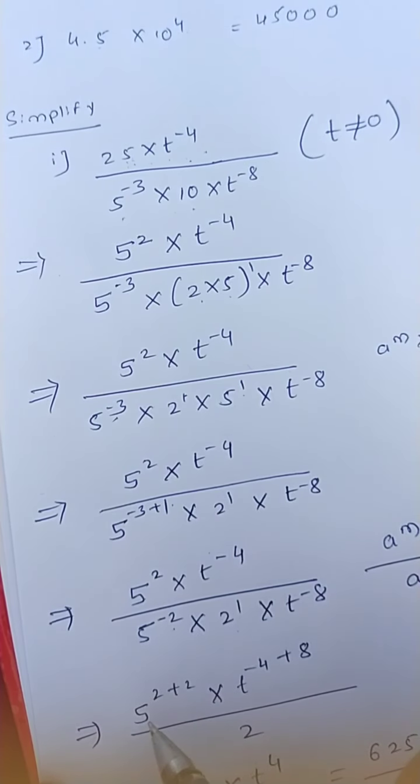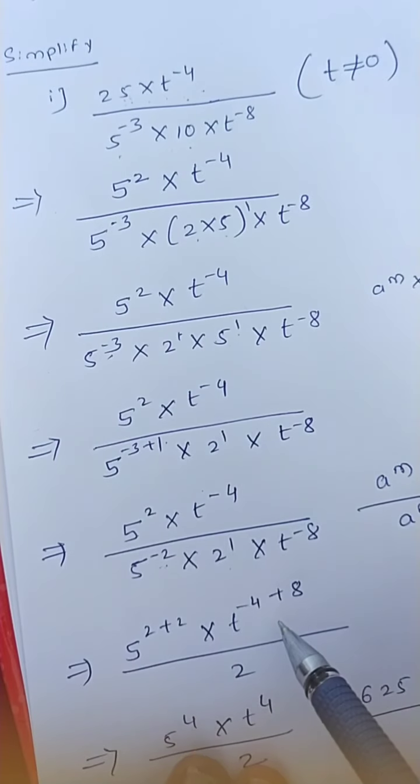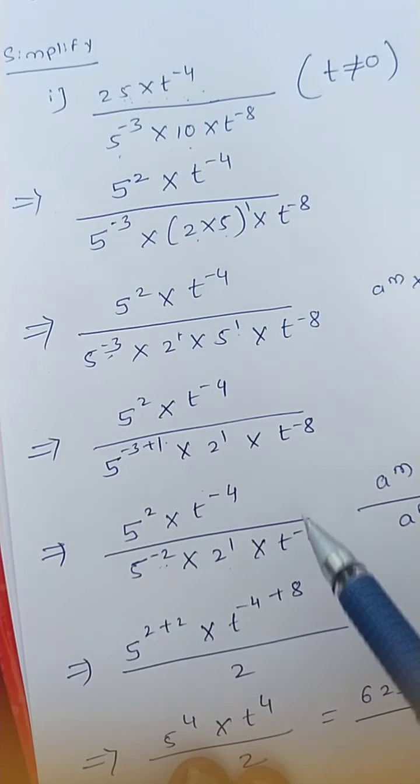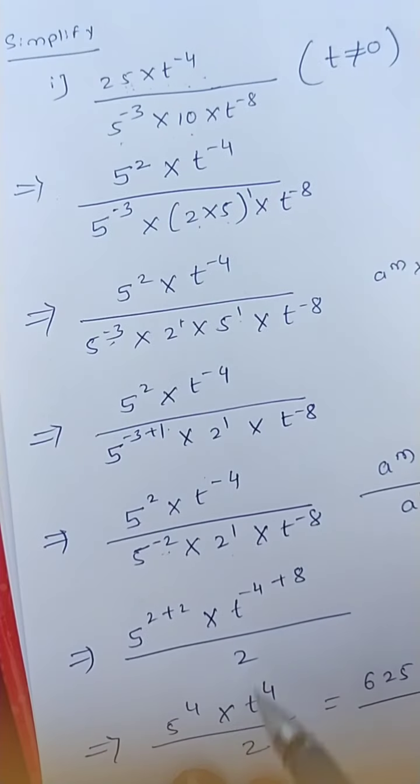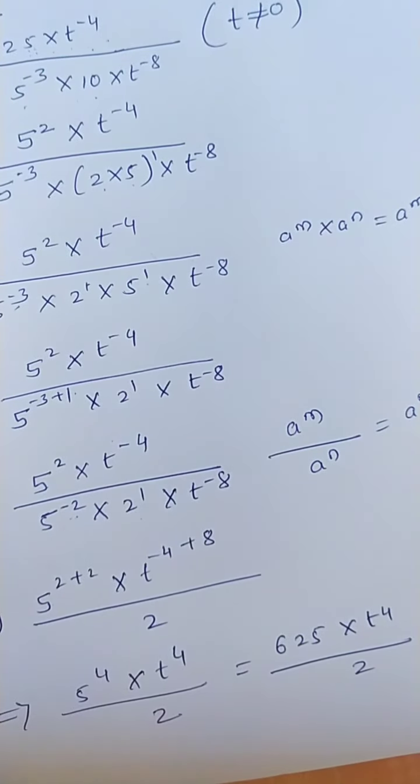So 5 raised to minus 2, when it goes to the numerator becomes plus 2, t raised to minus 8, when it goes to the numerator becomes plus 8, whole divided by 2. So 5 raised to 4 into t raised to 4 whole divided by 2, that is 625 into t raised to 4 whole divided by 2. I hope you understood this problem.